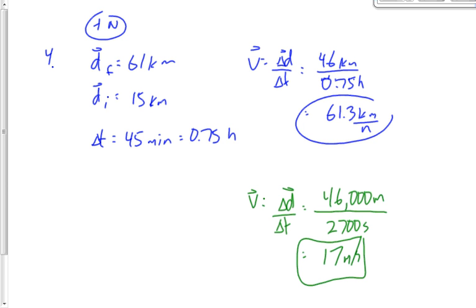The first one was 70.0 kilometers per hour or 19.4 meters per second. Either one. And 2 was 1.08 times 10 to the 12 meters. Or I could have said, I suppose, 1.08 times 10 to the 9 kilometers. Okay?